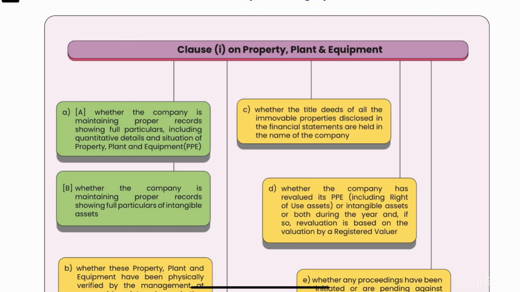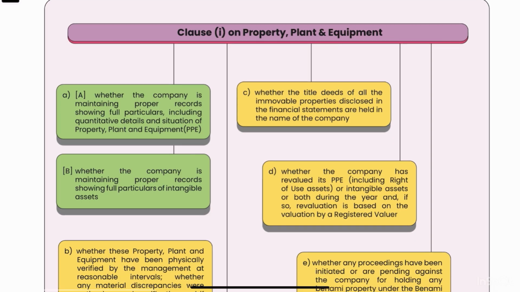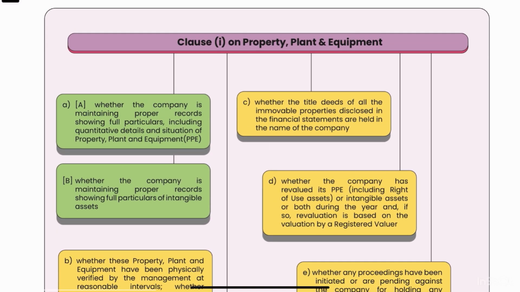Now, paragraph 3 will properly disclose all the statements that the auditor needs to make with regards to different matters. The first one is clause 1, property, plant and equipment. In property, plant and equipment, the following things which are given here need to have a statement on all of these things.